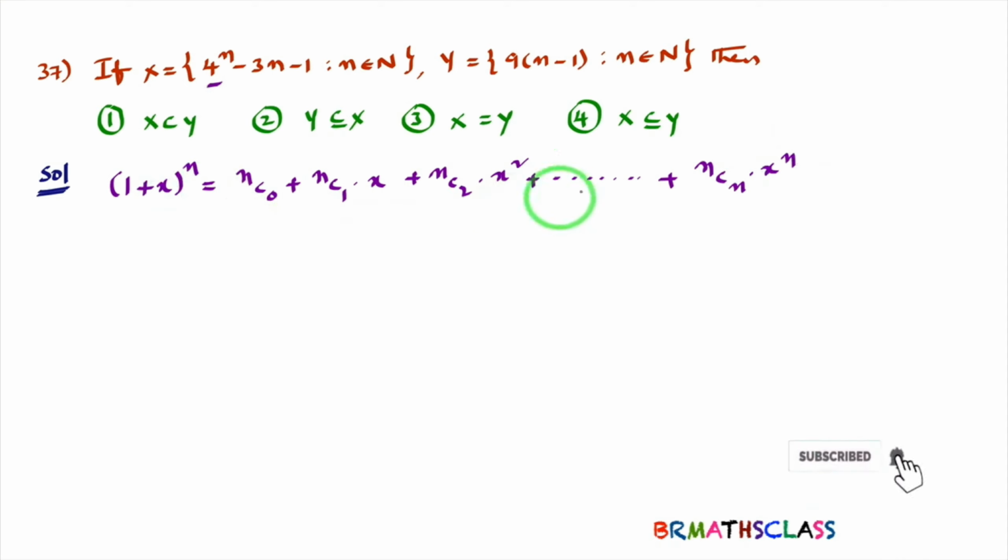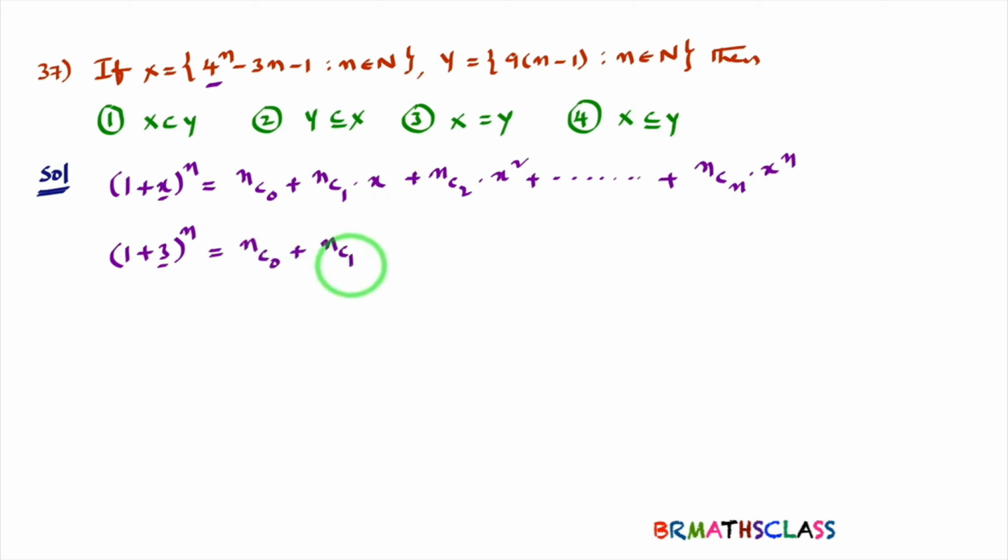How do we use this binomial theorem to solve this problem? Here 4 power n is there, no? So this 4 power n can be written as (1 plus 3) whole power n. Now in this expansion, wherever you see x, there you write 3. Then what will you get? NC0 plus NC1 into 3 plus NC2 into 3 square plus and so on plus NCn into 3 power n.